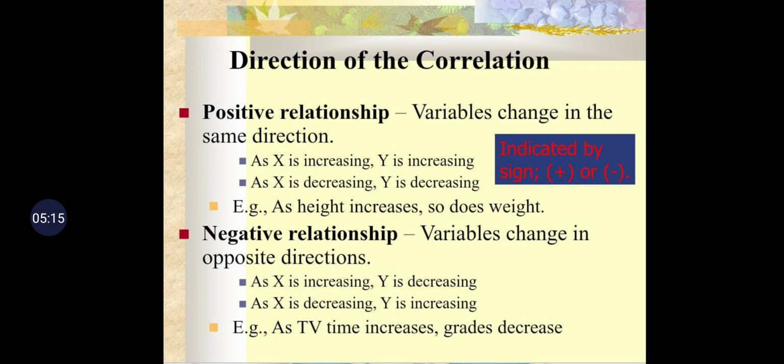Direction of correlation. Positive correlation: variables change in the same direction. As x increases, y increases, and as x decreases, y decreases. For example, as height increases, so does weight. Negative relationship: variables change in opposite directions. As x increases, y decreases, and as x decreases, y increases. Example, as TV time increases, grades decrease.